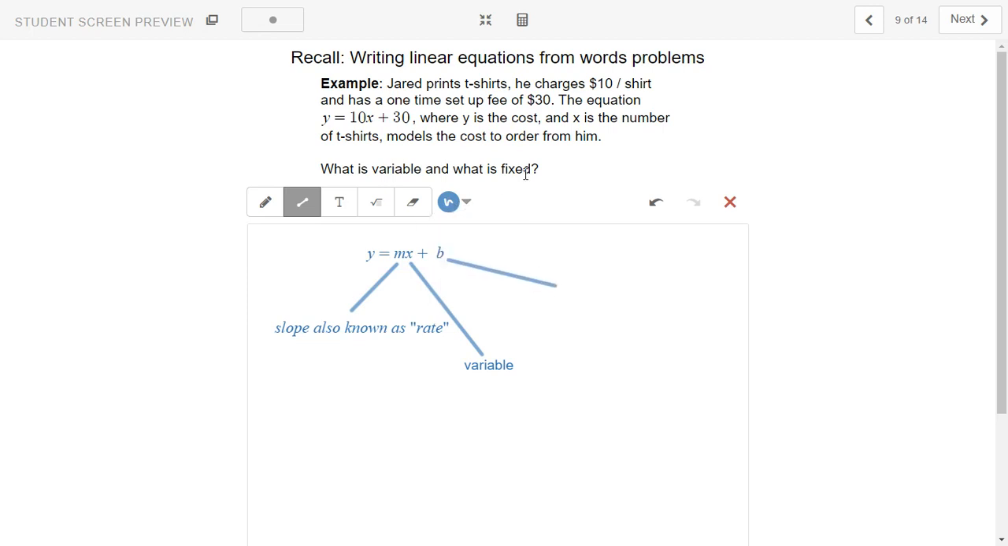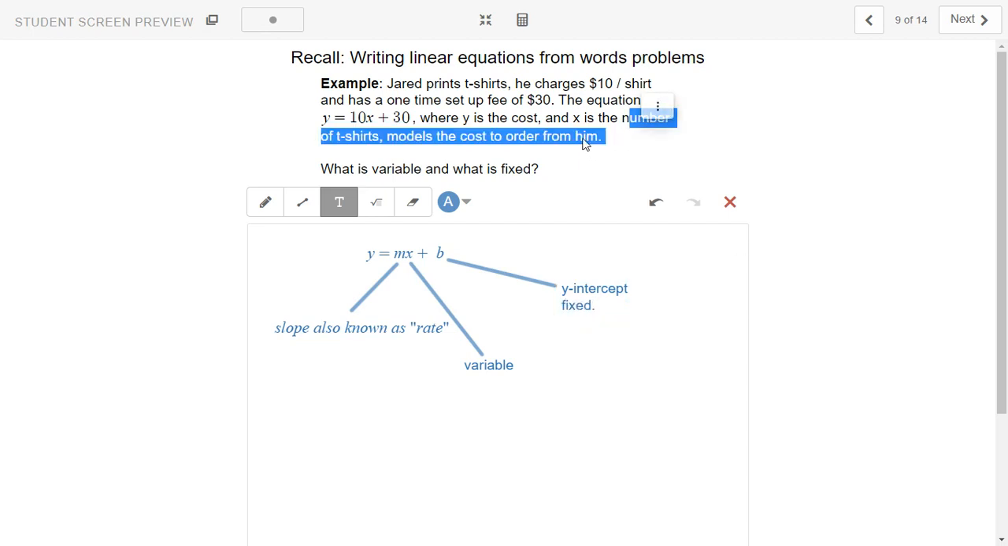Our b is the 30 here. The 30 in this equation is a one-time setup fee. This y-intercept is fixed. It doesn't change. No matter how many shirts you order, you still have to pay the $30 fee. And that doesn't change.